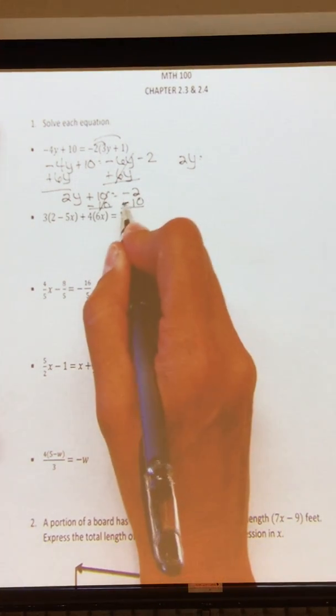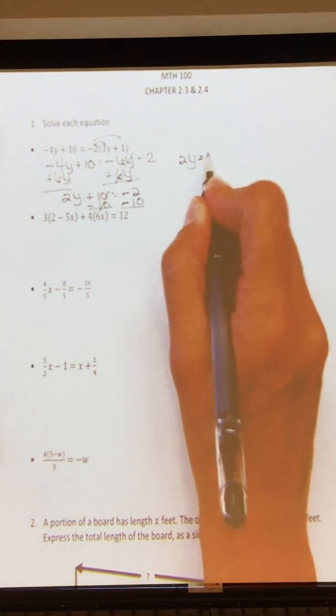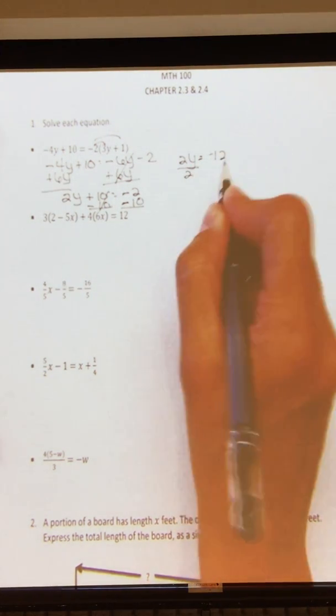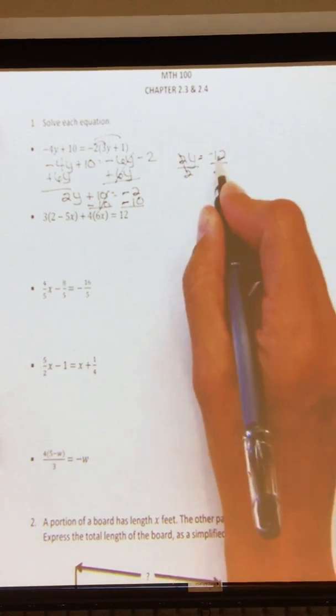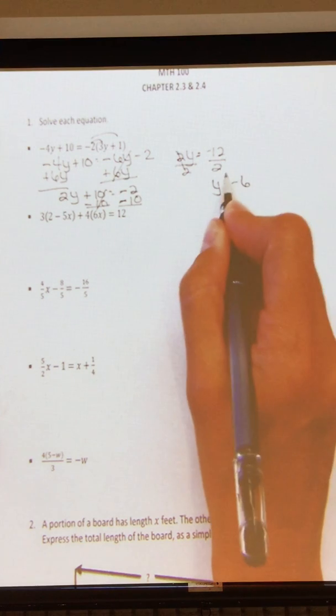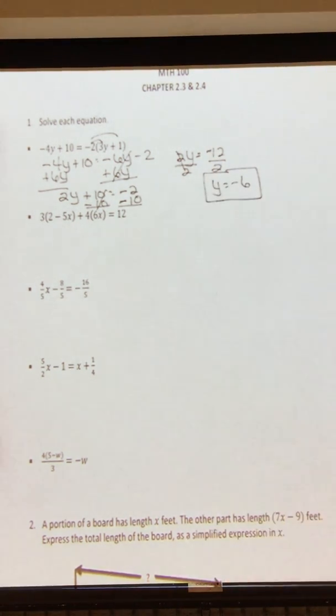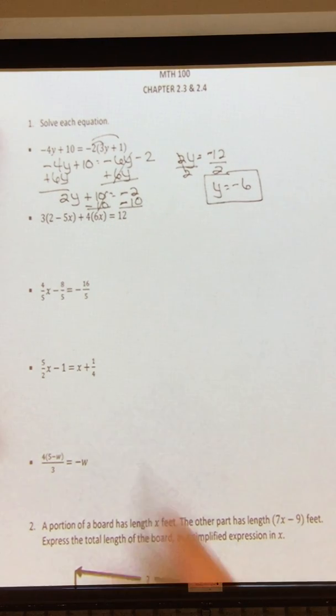Again, you have the same sign, so same sign you add, and you keep the sign. So you have negative 12 divided by 2. Negative 12 divided by 2 is equal to negative 6. Again, a negative divided by a positive is equal to a negative.